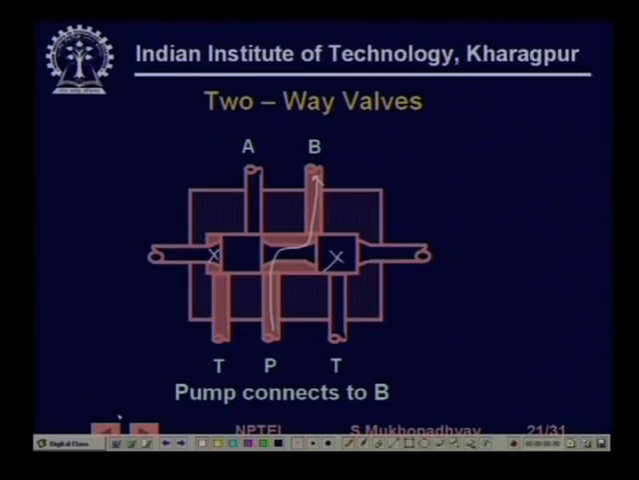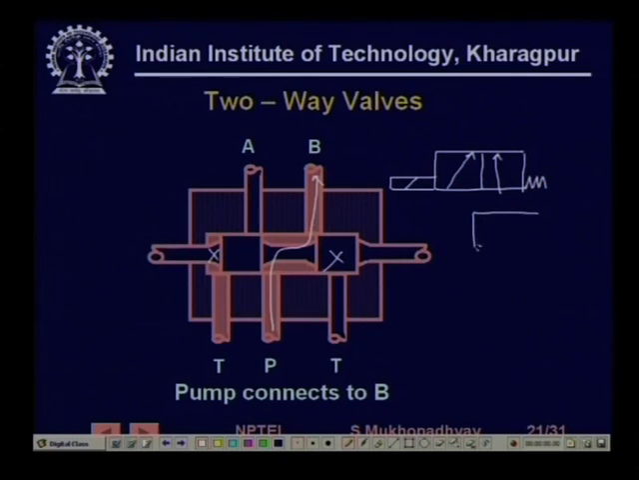So, for example, when we draw the symbol, suppose we draw this symbol, then how do we move the spool? We may be moving the spool by a solenoid. Okay. So, if we write like this, this is a solenoid symbol.